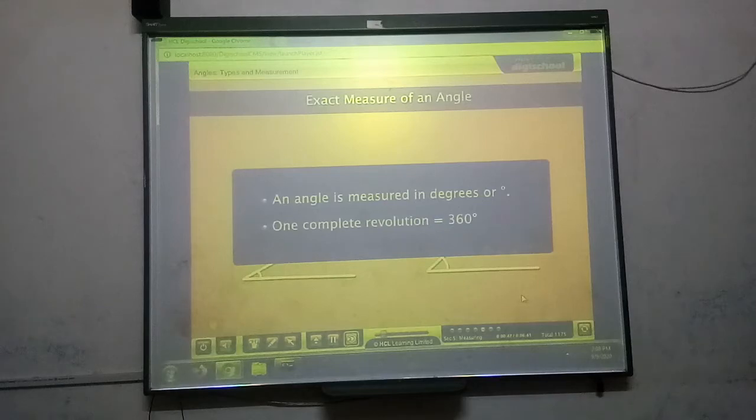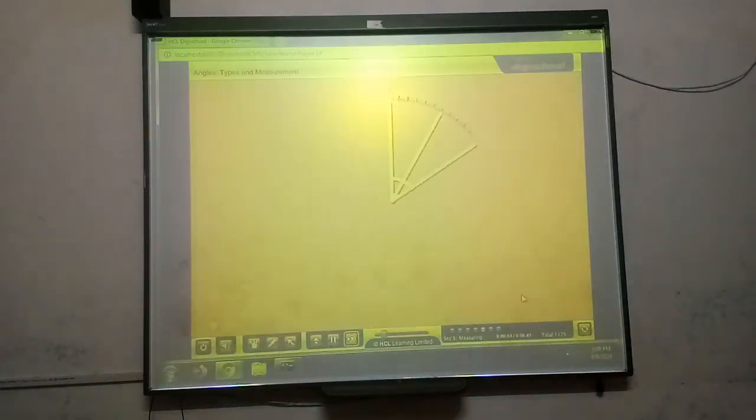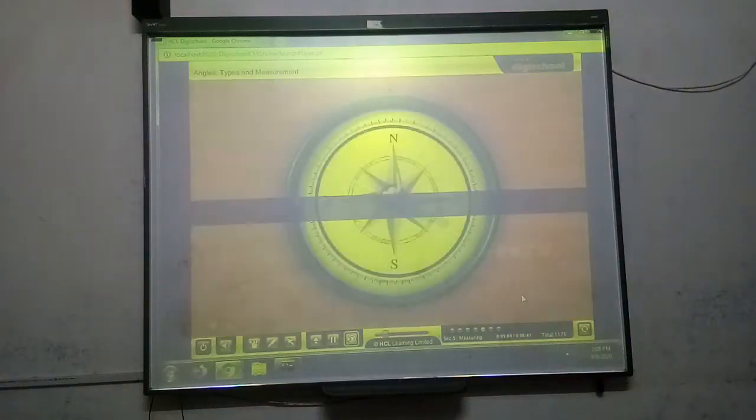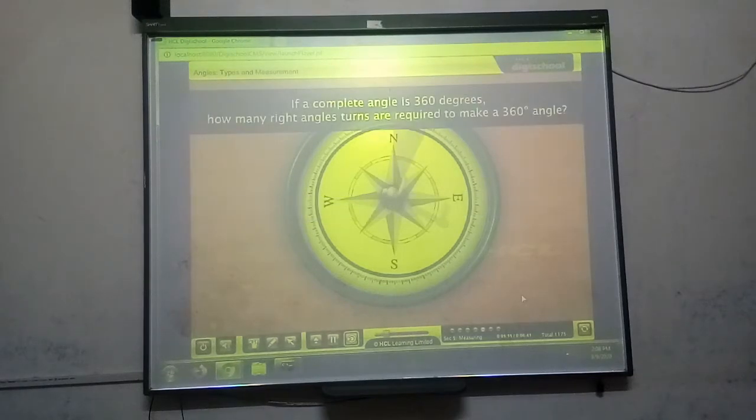One complete revolution is said to be 360 degrees. So, if you divide a complete angle into 360 parts, each part will be a degree. With this knowledge, let's go back to the exercise we did with a compass. If a complete angle is 360 degrees, how many right angle turns are required to make a 360 degree angle?